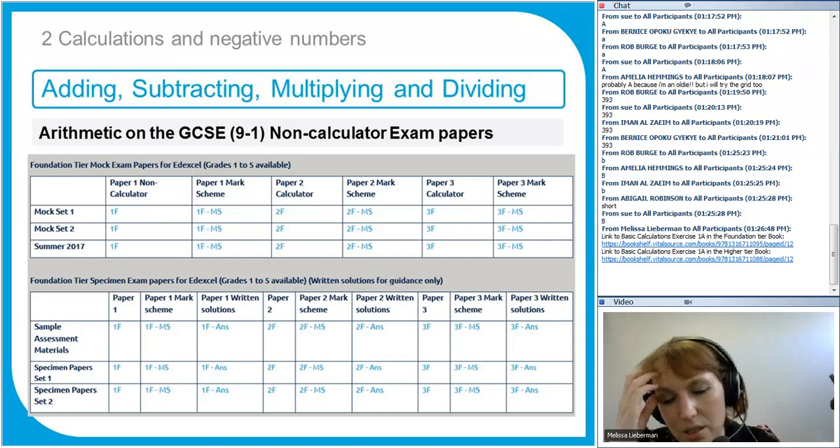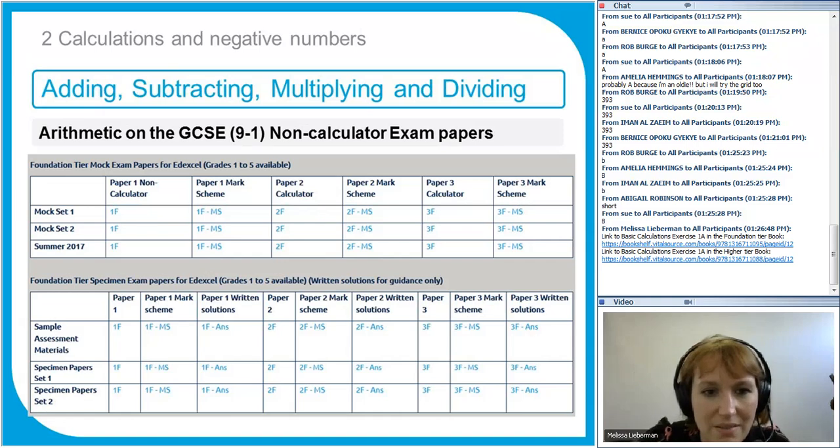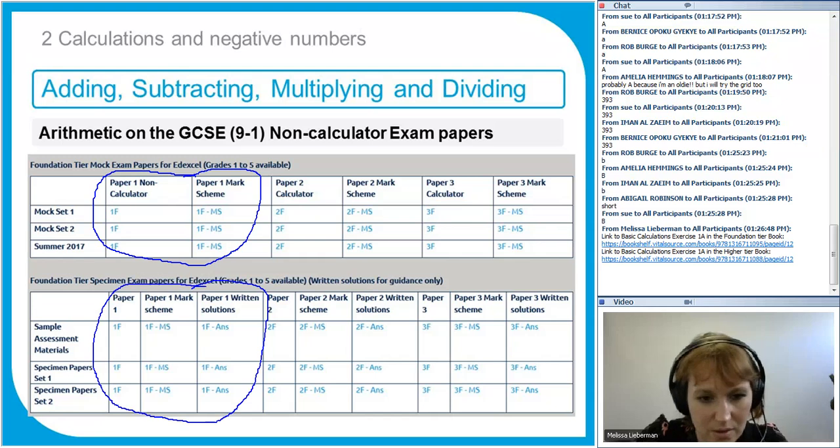Now, if you want to have a look at the kind of arithmetic that you'll need to be able to do on non-calculator exam papers, I would really advise having a look at some 1F or 1H papers. I'm going to give you a link here in the box again. So hopefully your chat box is open. If you're watching the YouTube version, remember you just use the link underneath the video.